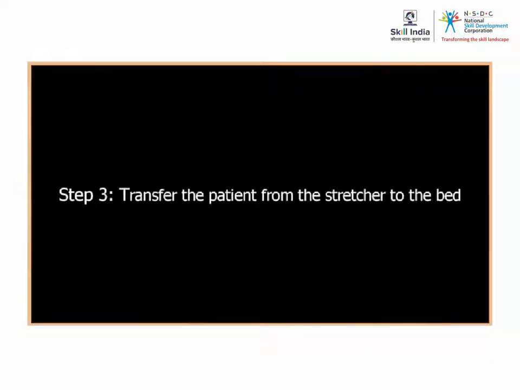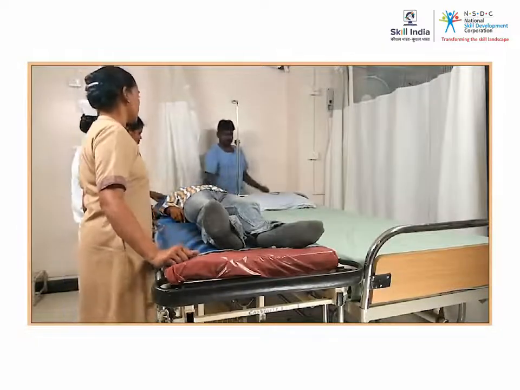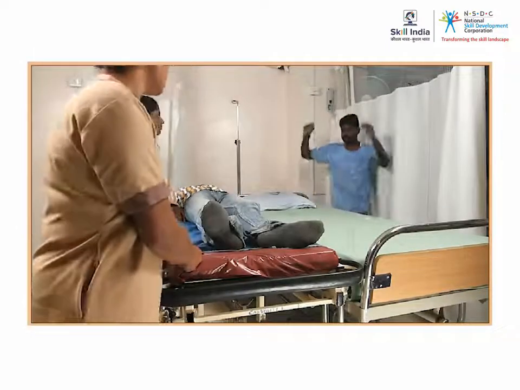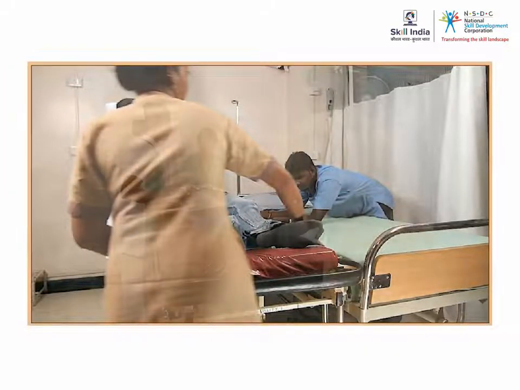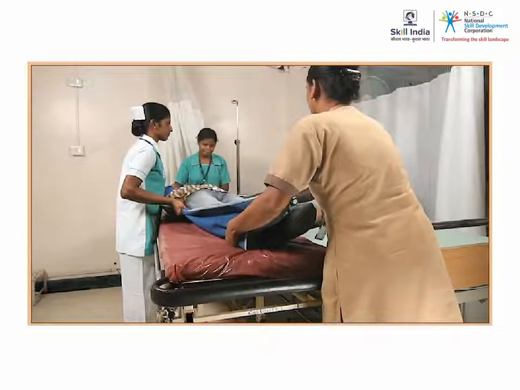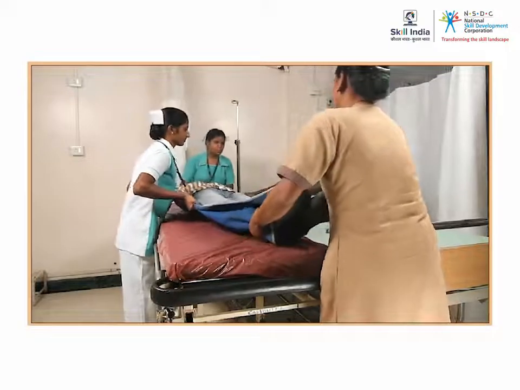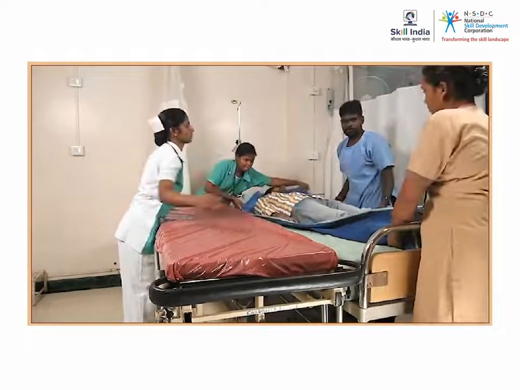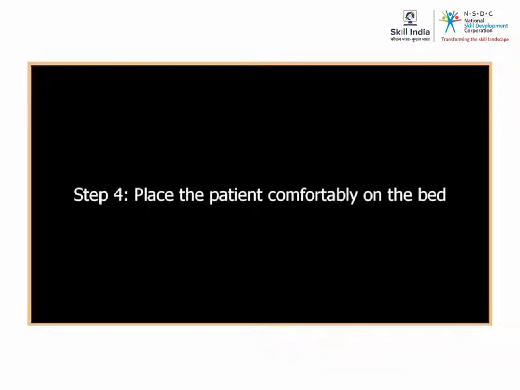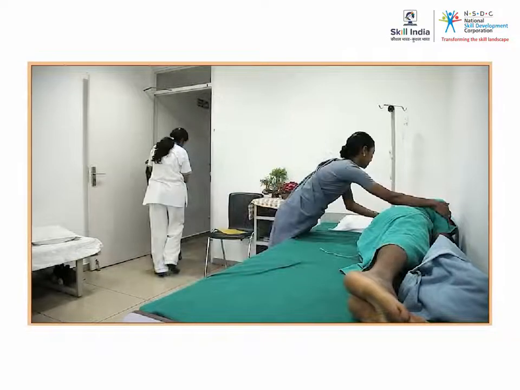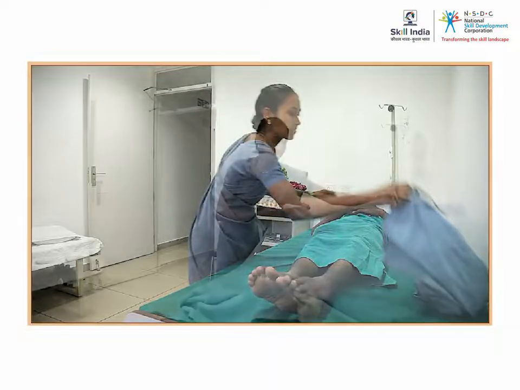Transferring a patient from the stretcher to the bed. Now get onto the bed and hold the sheet from the side. Ask the other assistants to hold the sheet from the remaining sides. Gently lift the patient with the sheet and shift the patient onto the bed. Get down from the bed. Place the patient comfortably on the bed. Raise the side rails to prevent the patient from falling off the bed.